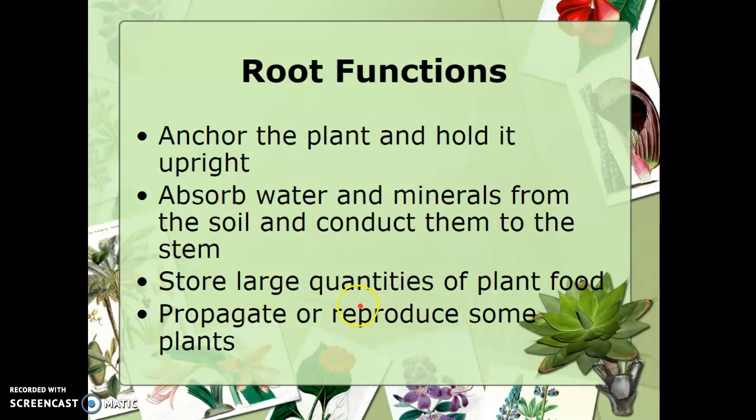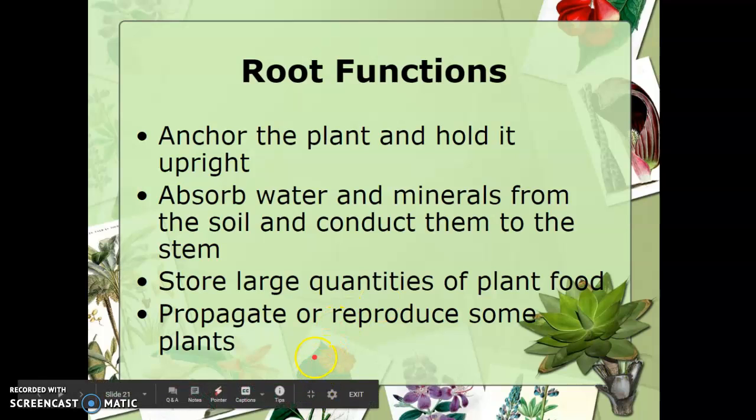The roots store large quantities of the plant food. They really are the storage system for the food, the plant. Whether it's going to be deciduous or evergreen, most of your food is stored in the roots. Then you can reproduce or propagate some plants just by having a root cutting. So just a piece of the root, you could possibly grow a whole new plant.